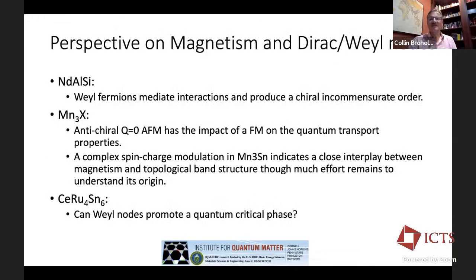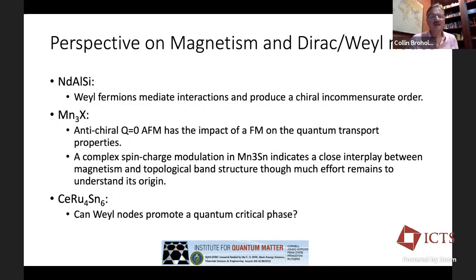So then let me summarize the whole talk and say that we were interested in the interplay between magnetism and charge transport in materials with protected Dirac and Weyl nodes. We looked at a case of incommensurate magnetism that we were able to show is promoted by Weyl fermions. We looked at the magnetic order in Mn3X, and I explained that this is an antiferromagnetic order that has a character of ferromagnetism and therefore has all of the impacts on the quantum transport.